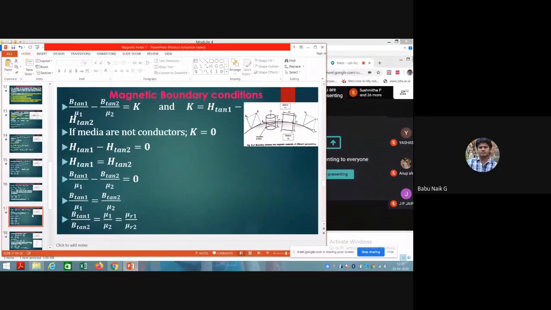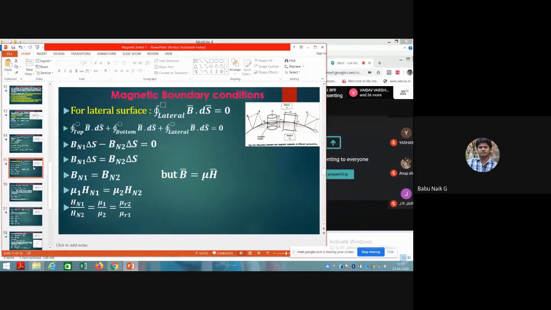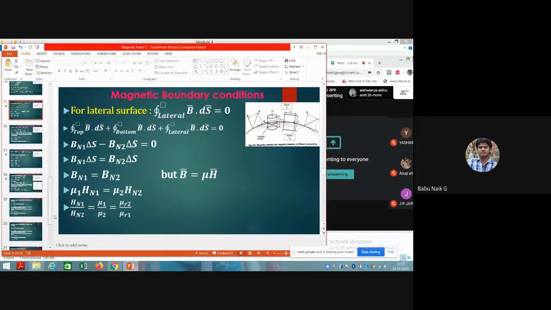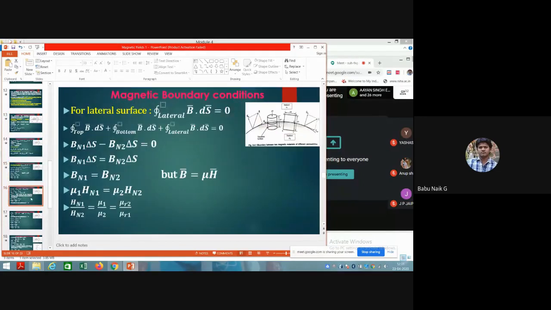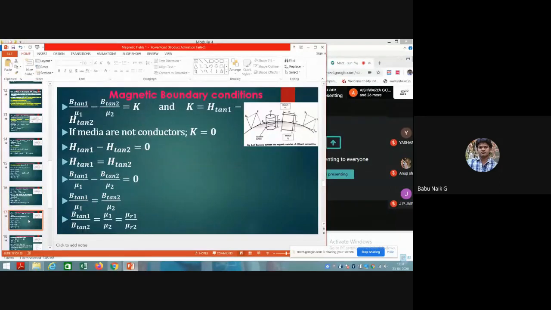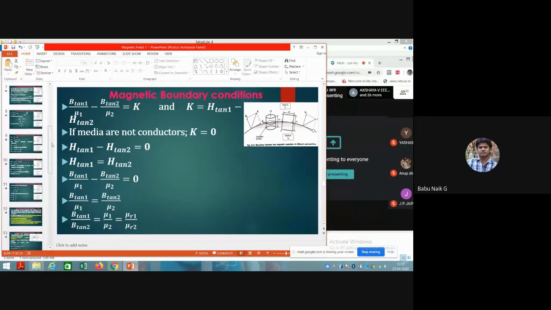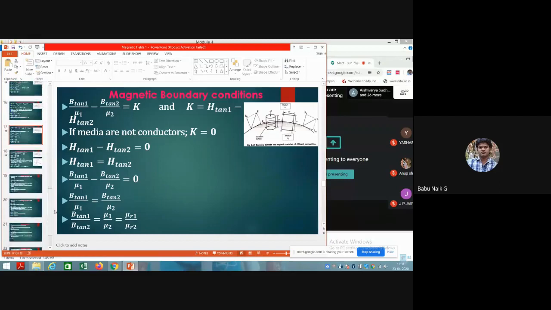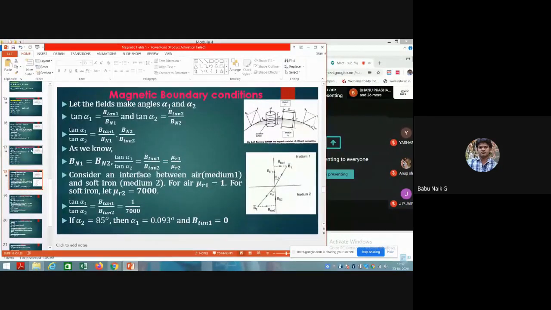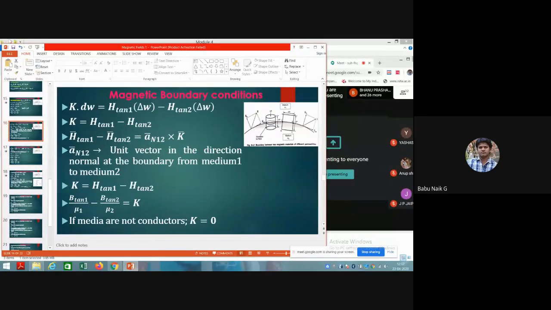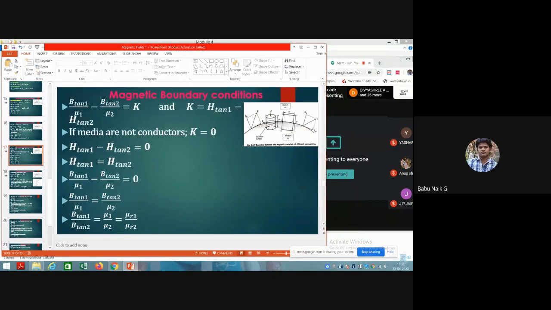Wait. That slide is gone, I think. I think that slide is missing one more for the closed integral for the path here. Let me.